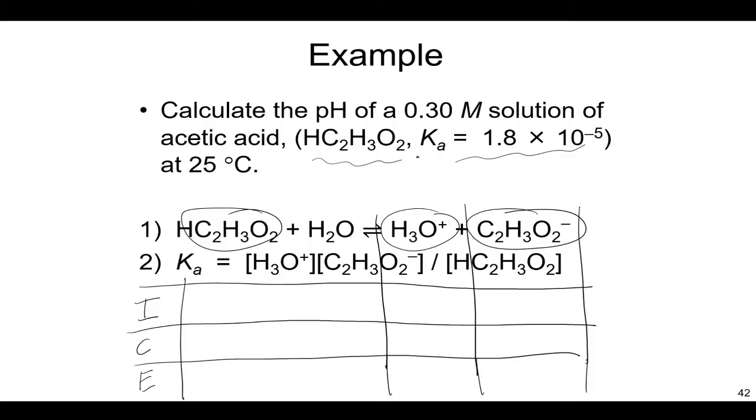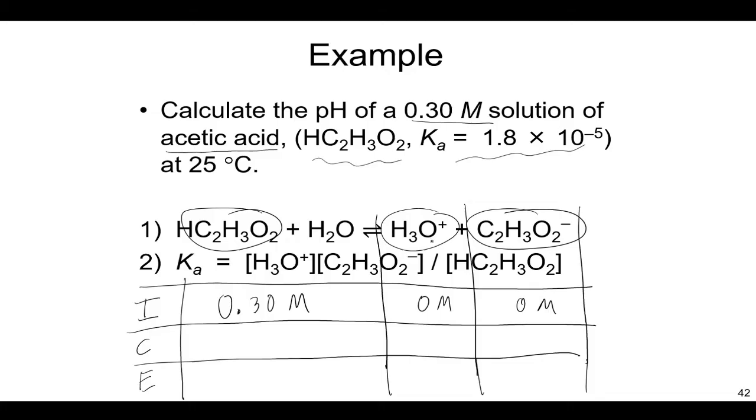Now, what do I know about this problem? Calculate the pH of a 0.3 molar solution of acetic acid. Remember, this is my initial. This is before the acid started dissociating. So this is the initial amount of the acid. And implied here is that it hasn't dissociated yet. It hasn't been able to achieve an equilibrium or even start, really. So these are going to be 0.